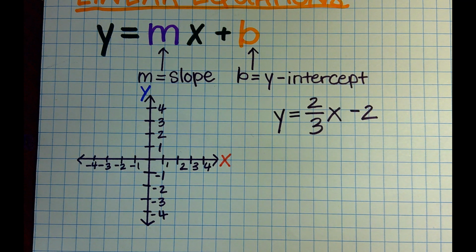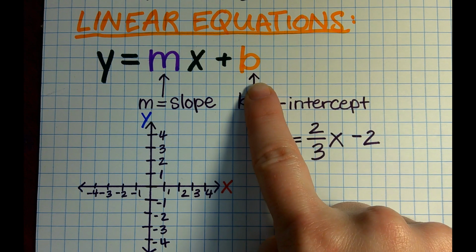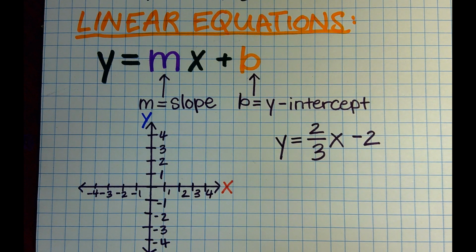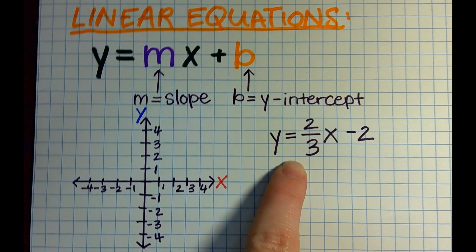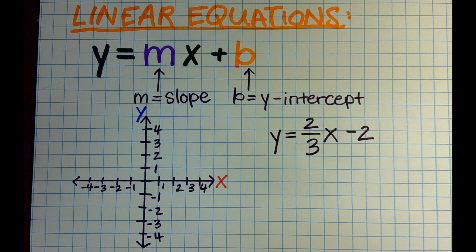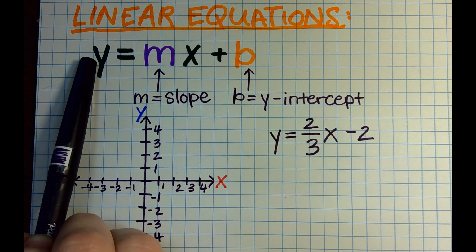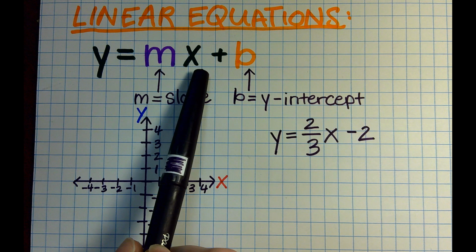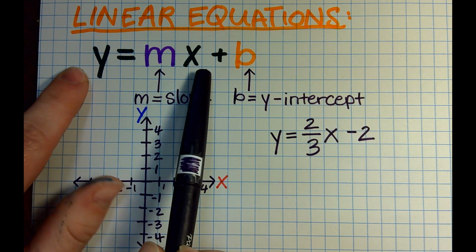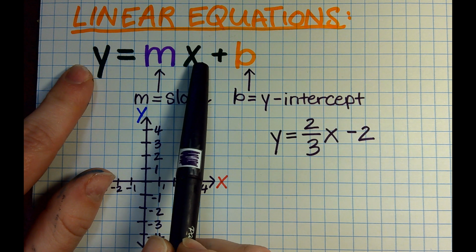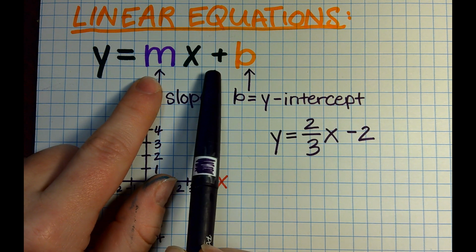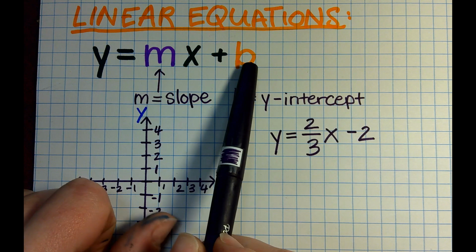Look at this now. Looking at the linear equation I gave you, y equals mx plus b, I would like us to compare that to y equals 2/3 x minus 2. The y and the x in this equation will never change. There's never going to be a number there instead for y or x. You will, however, have numbers for m, your slope, and b, your y-intercept.